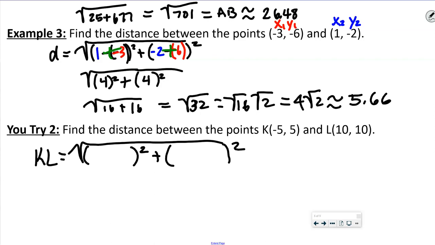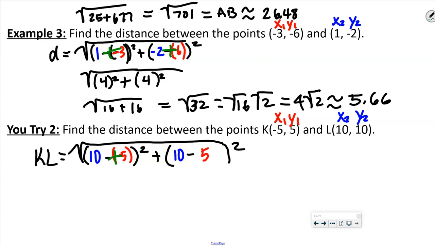Okay, so all I'm doing here is basically setting up the problem again. I'm going to do x1, y1. I'm going to do x2, y2. So this is going to be 10 minus a minus 5. Okay, and then over here we're going to do another 10 minus, this time just a 5, right? So let's go ahead and simplify again. Minus minus means plus over here.